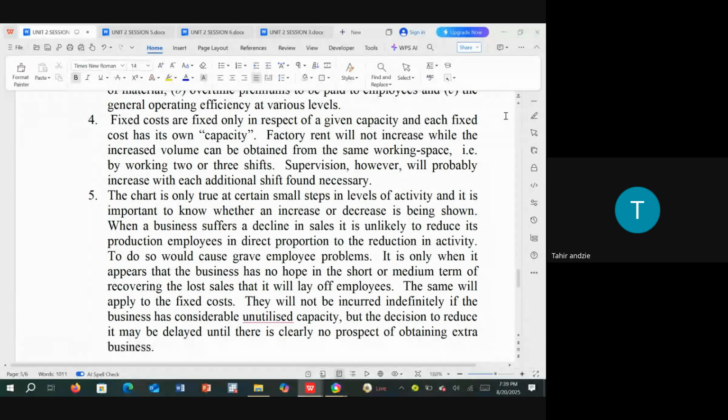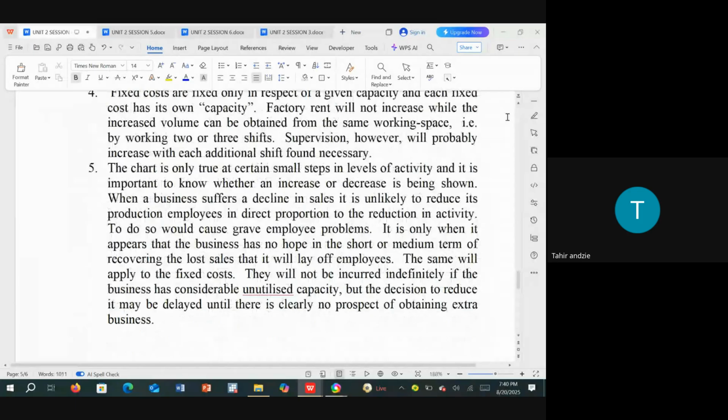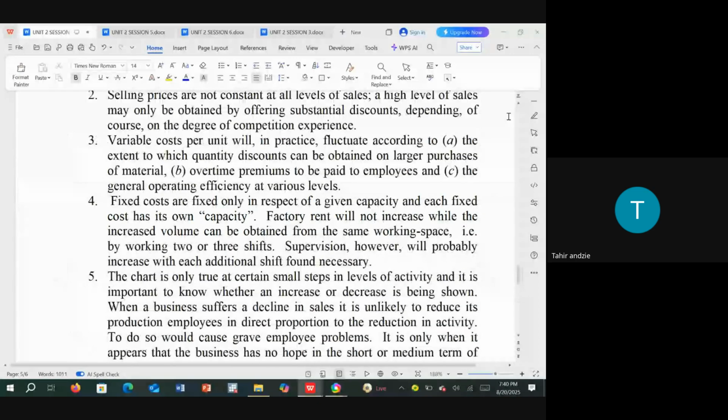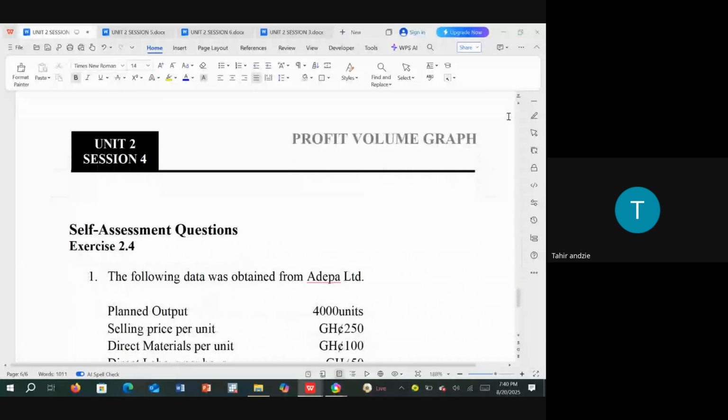They will not be reduced immediately if the business has considerable unutilized capacity, but the decision to reduce it may be delayed until there is clearly no prospect of obtaining extra business. So those are the assumptions, the limitations of break-even analysis. Let's look at the self-assessment question here.